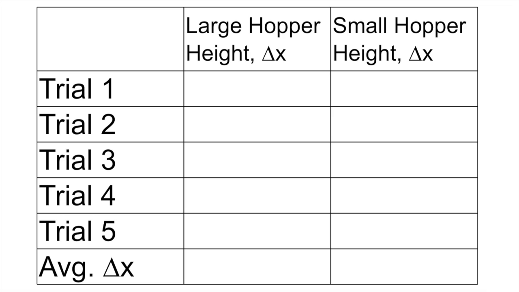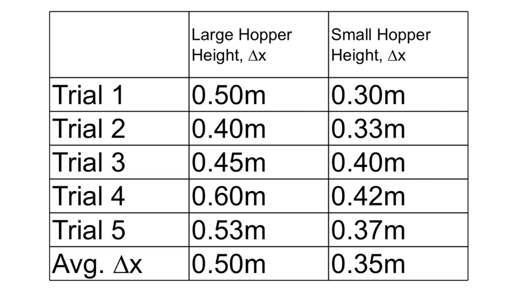This process should be repeated 5 times for both the small and the large hopper. A data table like the table shown has been provided by your teacher. The data table has spots for all 5 trials regarding the maximum height of both the large and the small hopper. The last row details the average height, which will be necessary for the analysis questions. Here's an example of a filled out table with experimental values.